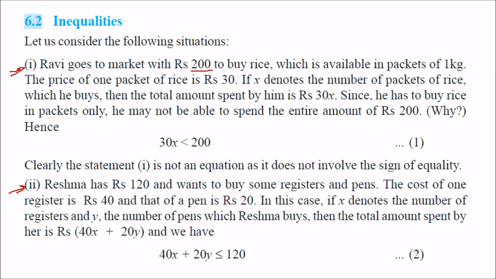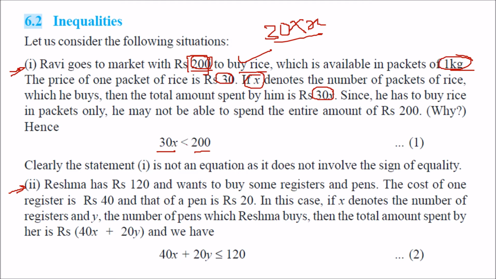Ravi goes to the market and he has just 200 rupees to buy rice. And this rice is available in packets of 1 kg. And one packet costs 30 rupees. If he takes, say, X number of packets of rice, then what will be the amount spent by him? 30 is the price of one packet, and say X he took. 30 into X, this is the amount he spent. But he has only 200 rupees. So this 30X cannot exceed 200. This has to be always less than 200.